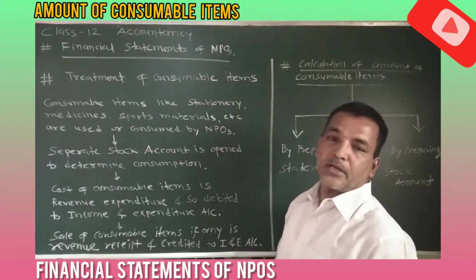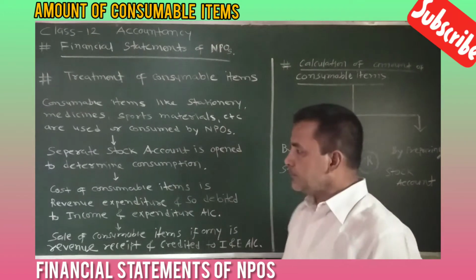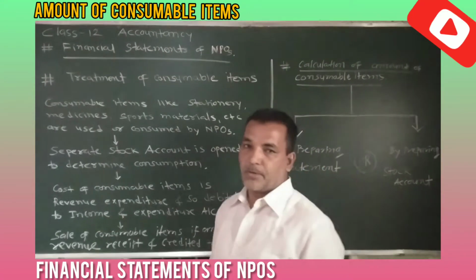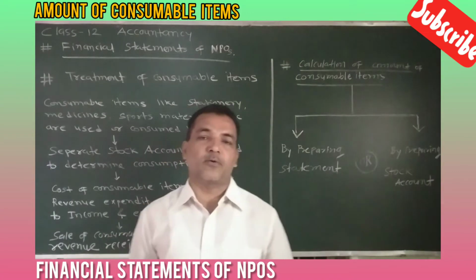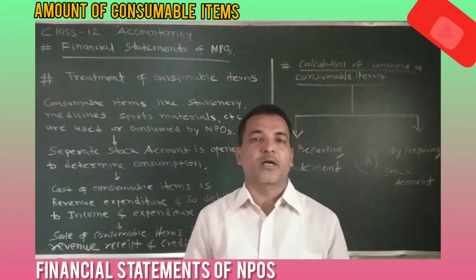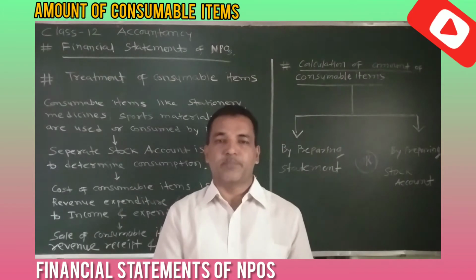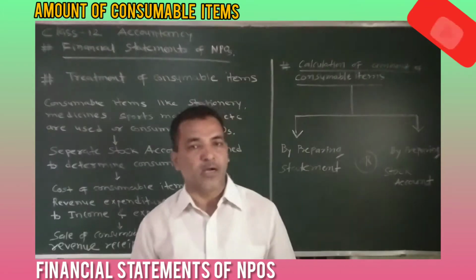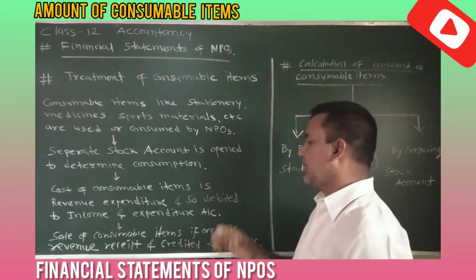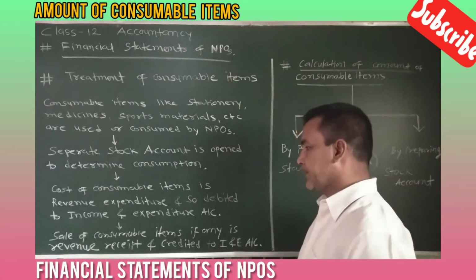Consumable items like stationery, medicines, sports material, etc. are used or consumed by NPOs. A separate stock account is opened to determine consumption. So they prepare a separate stock account like stationery stock account, medicine stock account, sports material stock account in order to find consumption during the year. And whatever the consumption is, that will be recorded on the expenditure side in the income and expenditure account. The cost of a consumable item is revenue expenditure, and so it is debited to the income and expenditure account. That means we write it on the expenditure side.